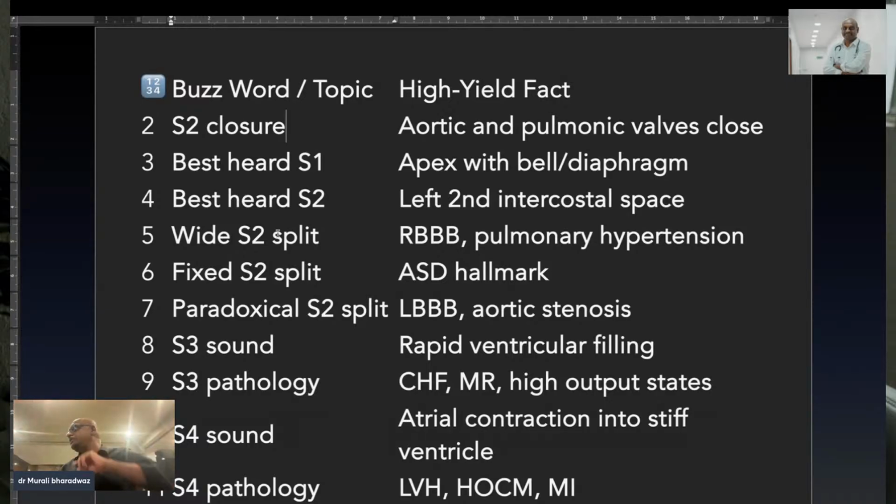Pulmonary hypertension will cause the pulmonic valve to close so late that it leads to wide split S2. Aortic stenosis will cause aortic valve closure so delayed that it leads to paradoxical S2. S3 is a sign of rapid ventricular filling.